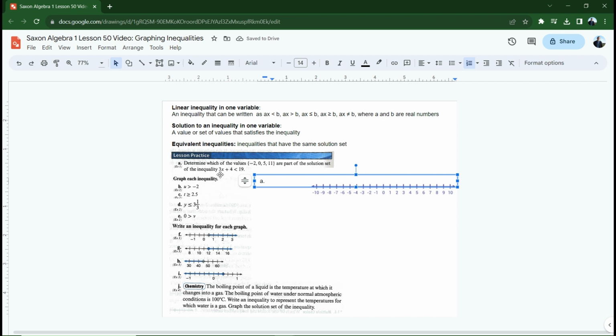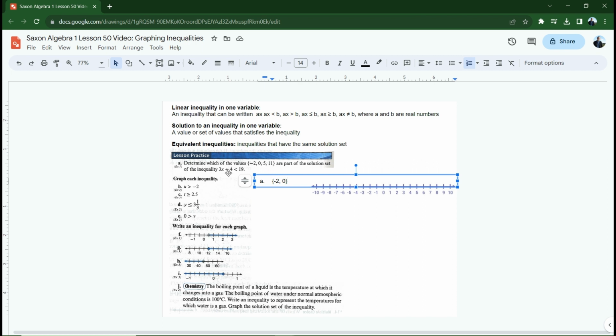3 times -2 is -6, plus 4 is -2. If I plug in -2 to this, I get -2 on the left side. -2 is less than 19. That is a solution because -2 is actually less than 19. What about 0? Plug in 0, I get 3 times 0 is 0, plus 4. 4 is less than 19. 0 works. What about 5? 3 times 5 is 15, plus 4 is 19. 19 is not less than 19. So because 5 makes this 19 is less than 19, and it's not true, 5 does not work.